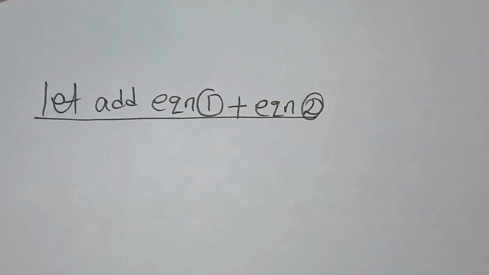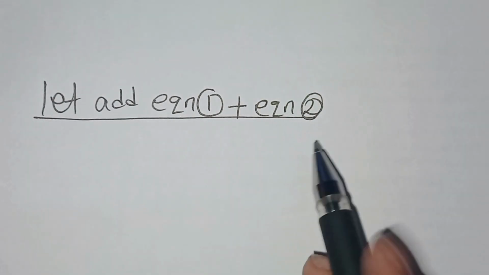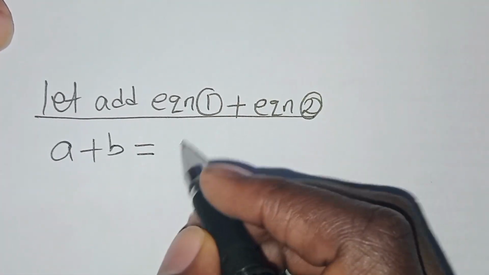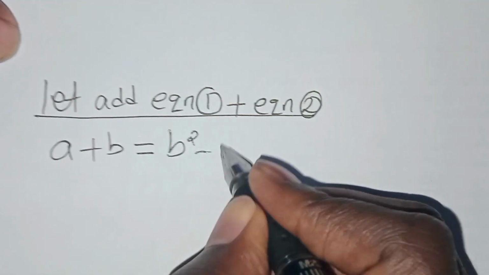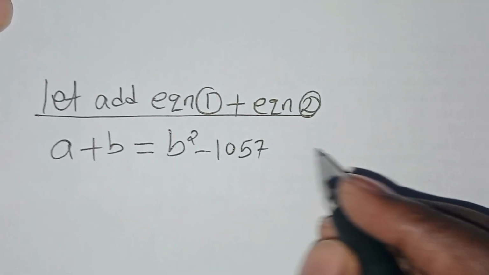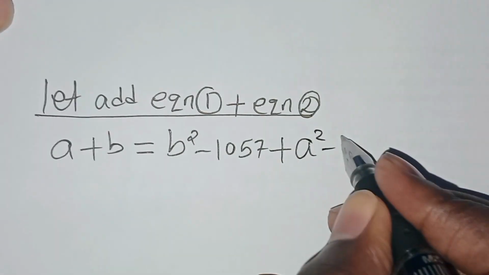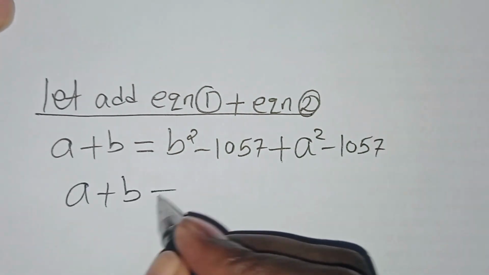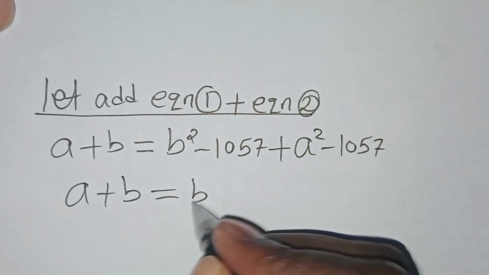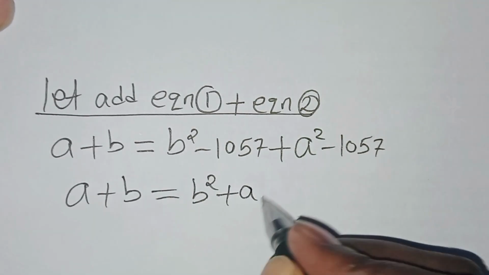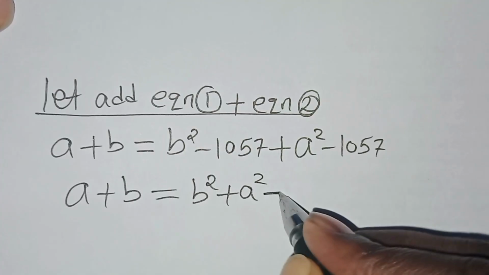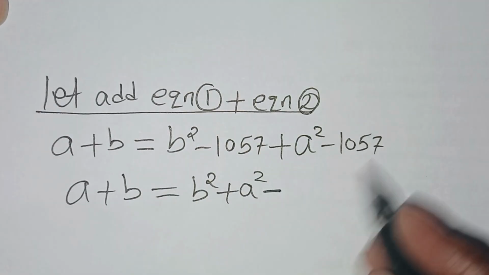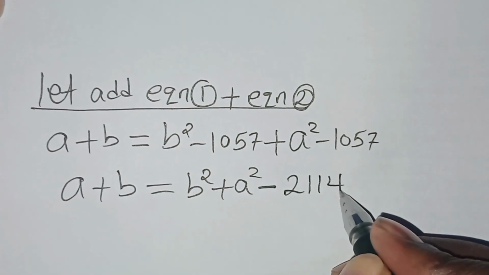Now the next step here is to add equation 1 and 2. So here we'll have a plus b. This is equal to, now here we have b squared minus 1057 plus a squared minus 1057. So here a plus b, this is equal to, we have b squared plus a squared minus, now we have negative 1057 minus 1057. This is equal to 2114.